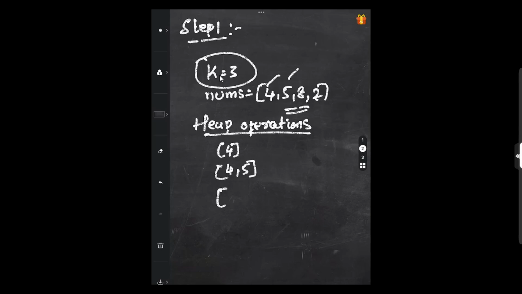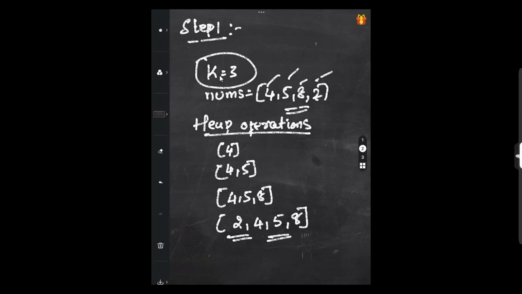Next step, we will insert the next element, nothing but 8. Now this will be 4 comma 5 comma 8. Next step, we are inserting 2 to the heap. Now we have 2 comma 4 comma 5 comma 8. As we are considering the min heap, the smallest element will go, right? So here this will be 2, 4, 5, 8 and we are removing the smallest.